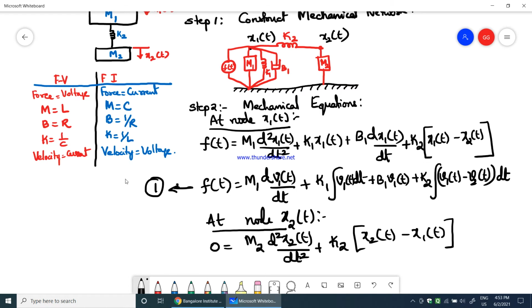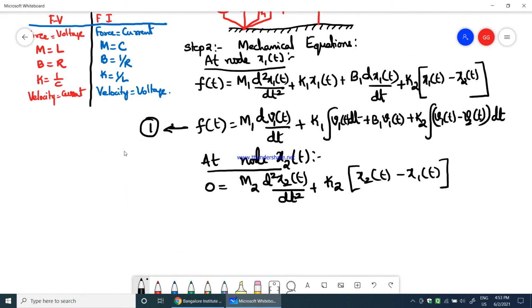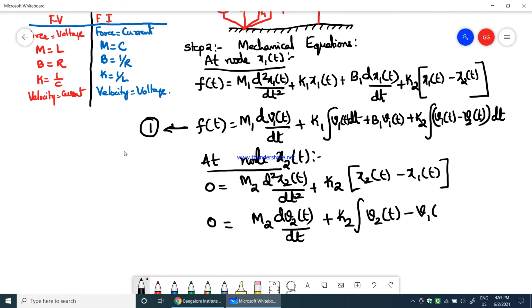So if I write the equation in terms of velocity, I'll get 0 equals m2 into dv2 of t by dt plus k2 into integration of v2 of t minus v1 of t dt. So let me take this as the second equation. Therefore, we ended up getting two equations which are mechanical equations in terms of velocity.